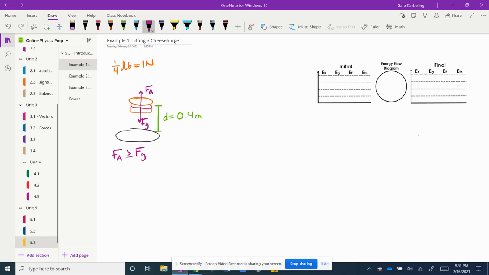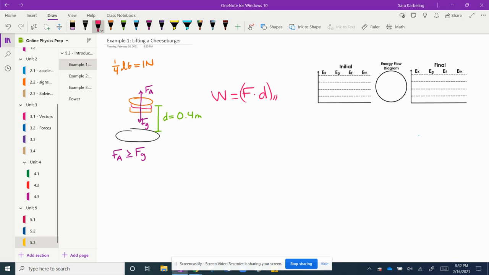So we're lifting that cheeseburger up all the way to our mouth. We're applying a force over a distance. My question is, are you doing any work? Well, we can figure that out now, can't we? So we're going to take a look. We know that work is equal to the force we apply times the distance we do, where the force and the distance have to be parallel to one another.